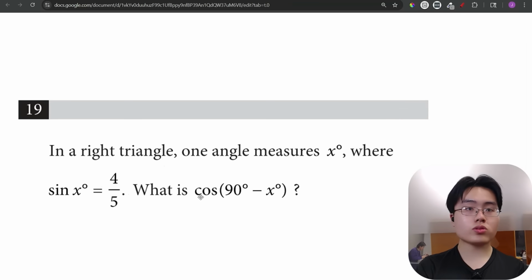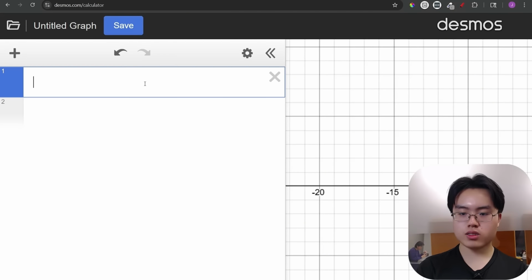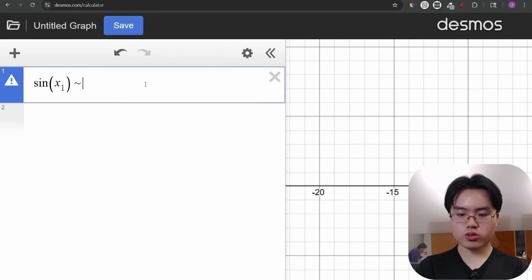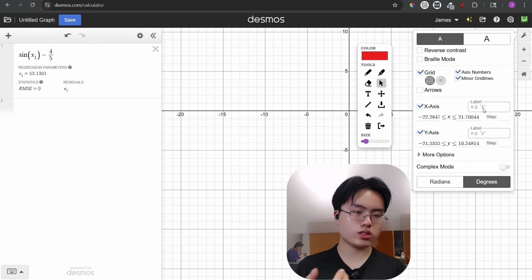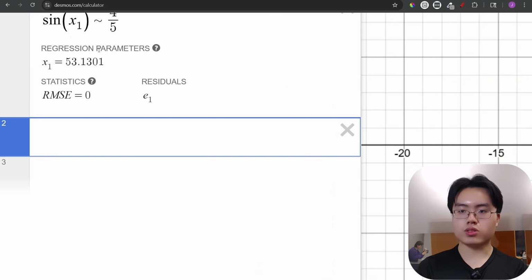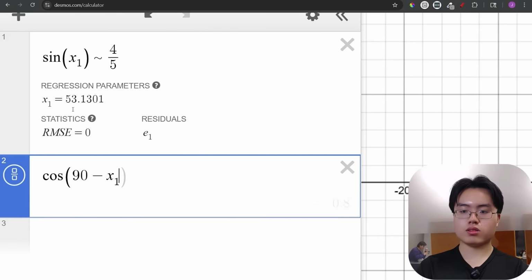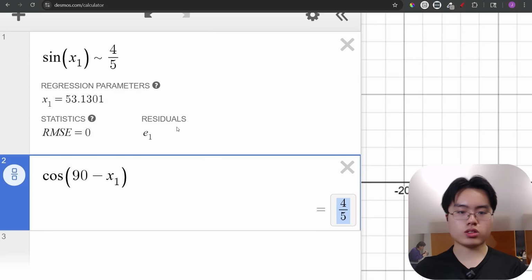But you can also solve this with Desmos. So sine of x equals 4/5. This is in degrees, though you can work with radians too if you want. It doesn't really matter. So we have x, and we can just do cosine of 90 minus x, and we'll get the answer, which is 4/5. You can solve it with Desmos too. I literally just had Desmos solve for x for me, and then I plugged it in and got the value. It's pretty simple.